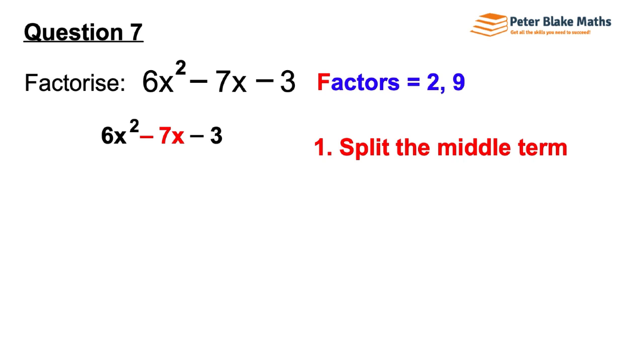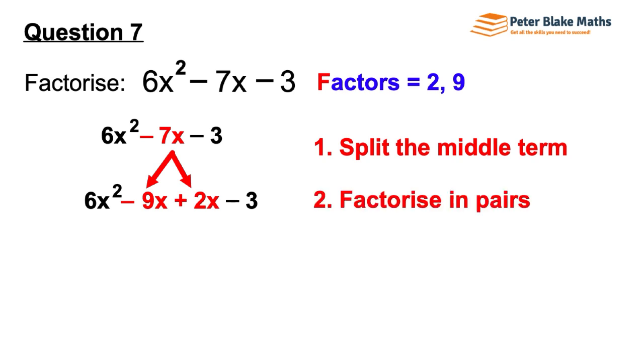Now I think the 2 goes nicer. Well, no, I think the 9 will go nicer with the 6x squared. It doesn't really matter about the order, but you can make it convenient for your brain by picking natural numbers there. So we'll split the minus 7x into minus 9x plus 2x to create the right result there.